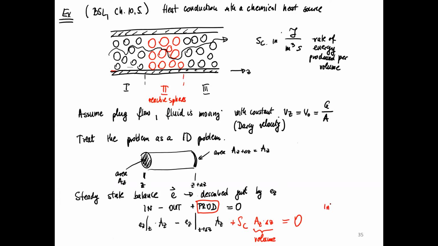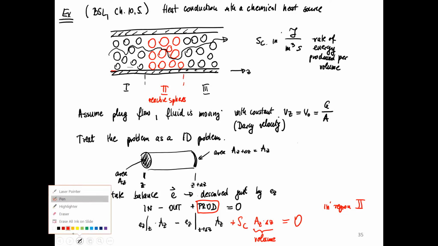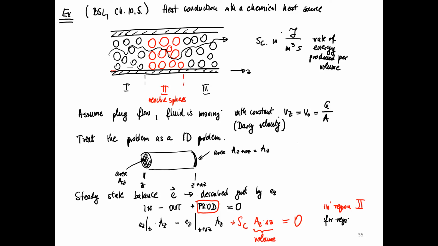Now this is in region 2. For regions 1 and 3, the balance is the same, with SC set to 0 because I don't have reaction. So technically, in terms of getting the equation, we're going to get a pretty general equation.